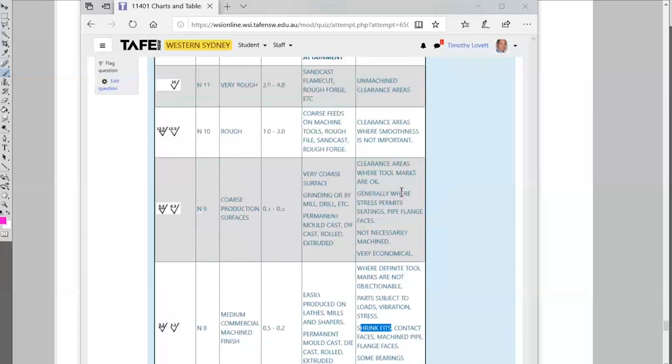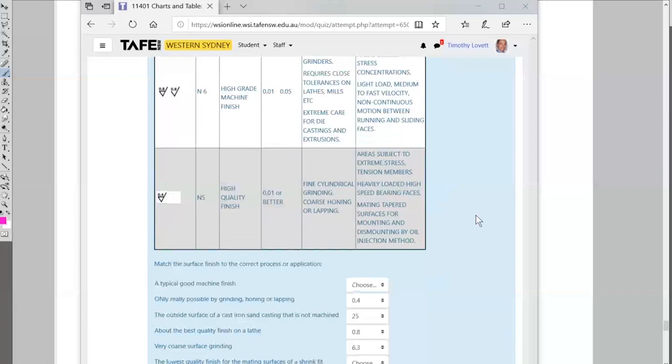But if you're going to do a shrink fit, that means your tolerances are going to be pretty good. If your tolerances are good, then your surface finish has to be good as well. So as you get higher and higher tolerances, you tend to have better and better surface finish. So that's like a 3.2.